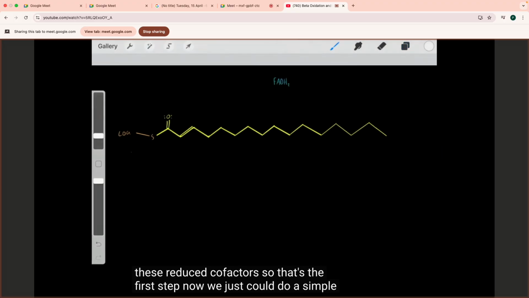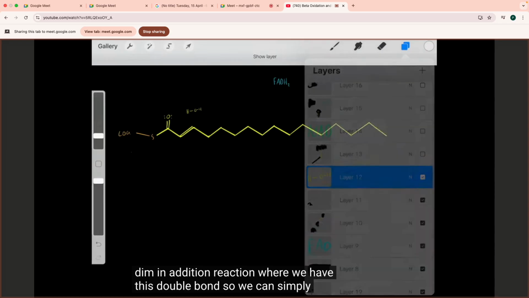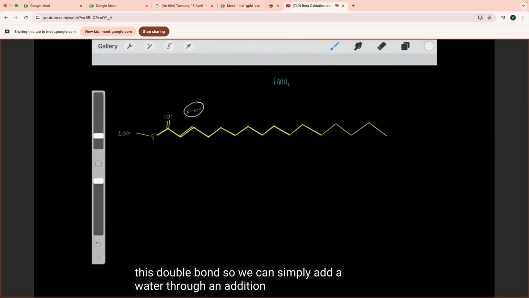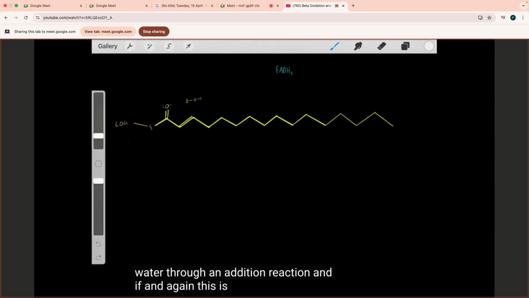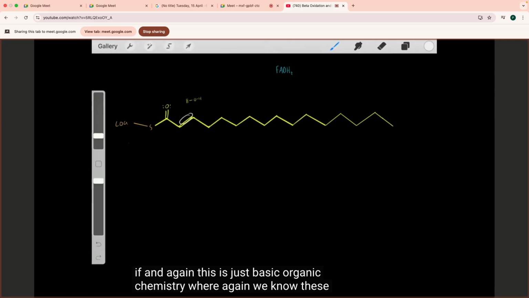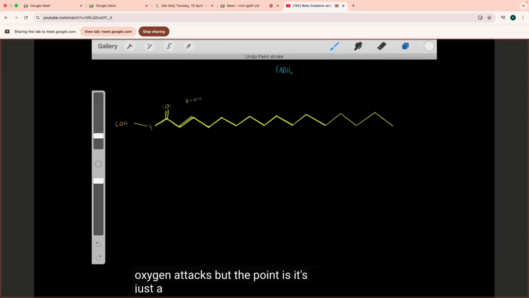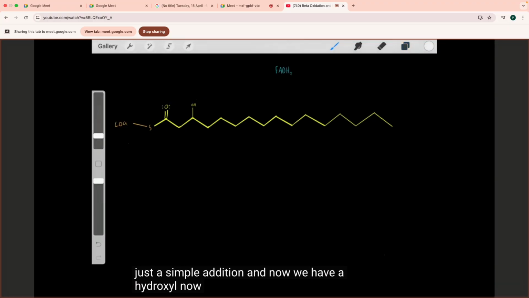Now we just do a simple addition reaction where we have this double bond, so we can simply add a water through an addition reaction. And again, this is just basic organic chemistry, where we know these pi bonds attack the hydrogen, then we create a carbocation where this oxygen attacks. But the point is, it's just a simple addition, and now we have a hydroxyl.